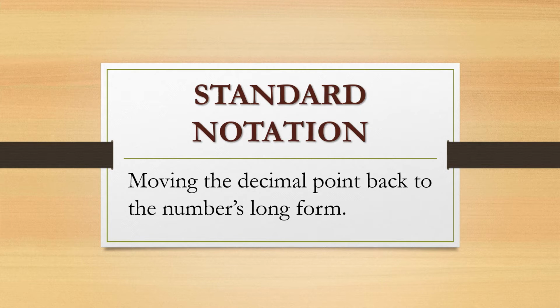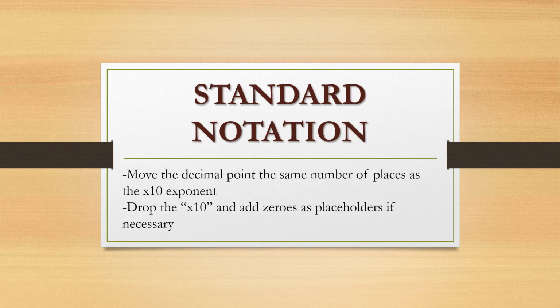Now, standard notation, that's just the opposite of scientific notation. We're just going backwards, working it backwards until it gets back to its long form number, its regular form or its standard form. So pretty much the steps are just backwards of the steps to scientific notation. You move the decimal point the same number of places as that 10 exponent, and you drop the times 10 and you add zeros as placeholders.